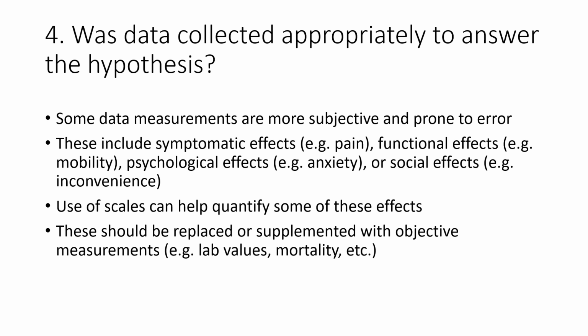And that's a highly subjective thing because one person might find the same level of pain to be a 10, the worst pain they've ever felt, and another person might find it to be a 2. There's also functional effects, like mobility, and that can have some objective measurements, like can they walk 50 yards, how long does it take them, things like that. And then psychological effects, anxiety, and that's their perception of anxiety, or social effects, like inconvenience. And one other idea of social effects is things like quality of life.